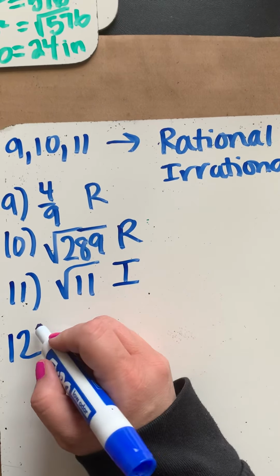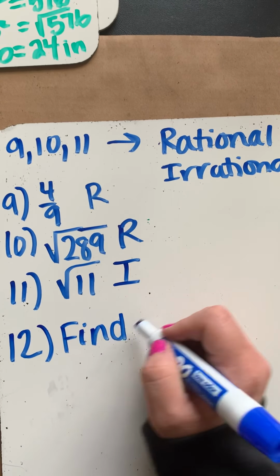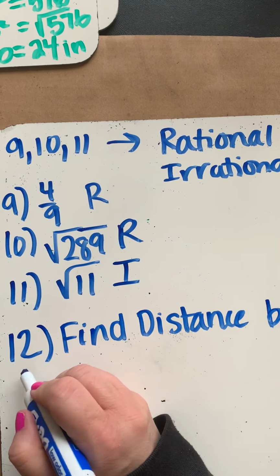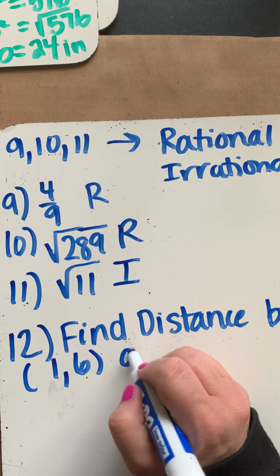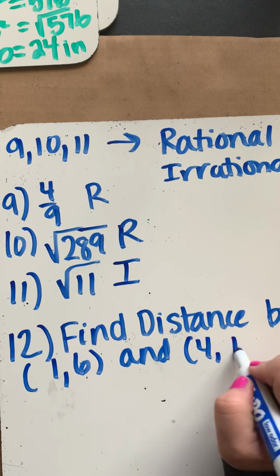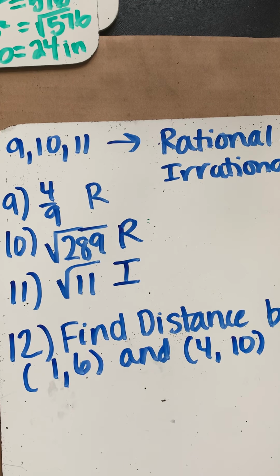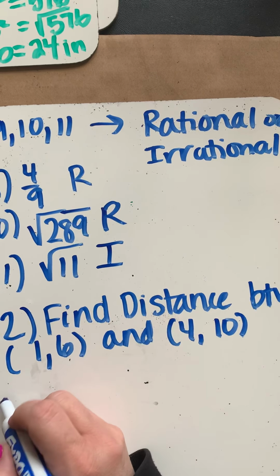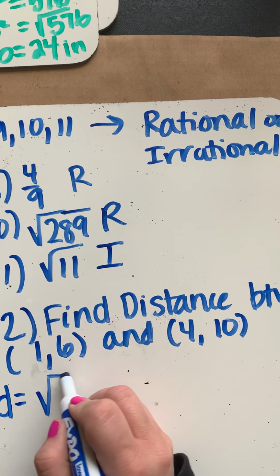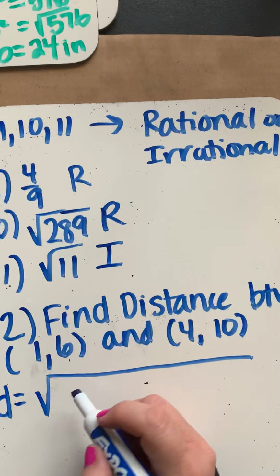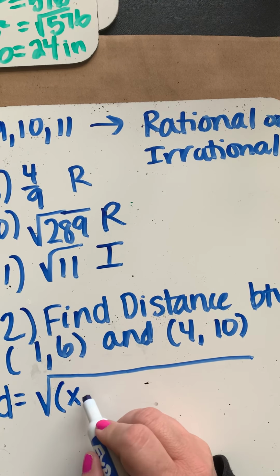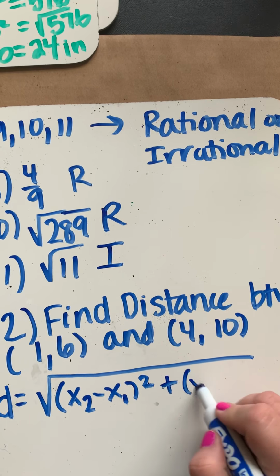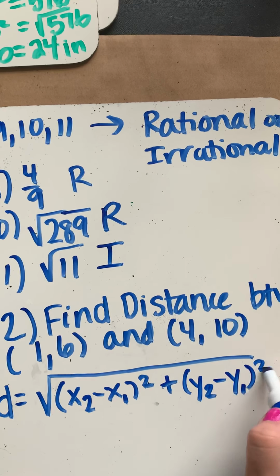The first one is the distance. I want to find the distance between 1/6 and 4/10. Okay, before you do anything, you need to know the distance formula. Okay, so the distance formula is really long and annoying. It's the square root of x2 minus x1 squared plus y2 minus y1 squared.